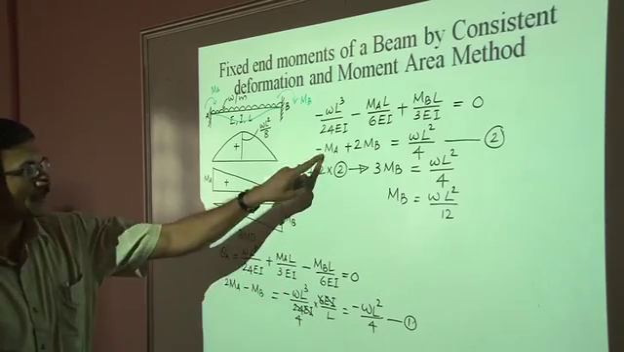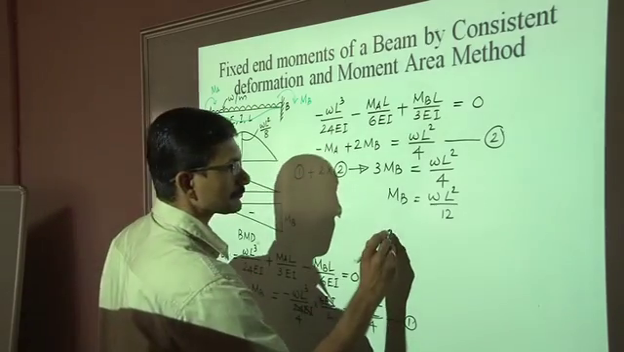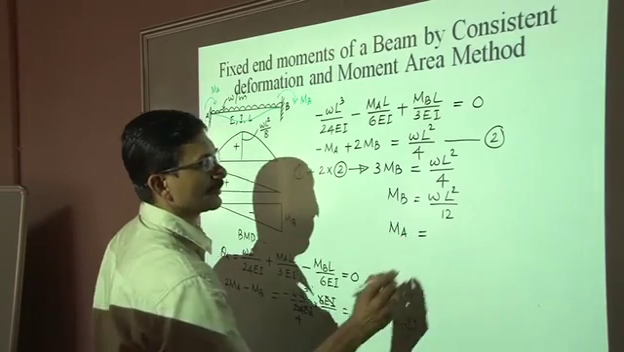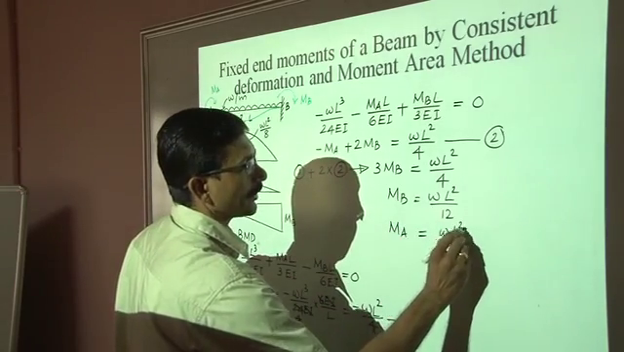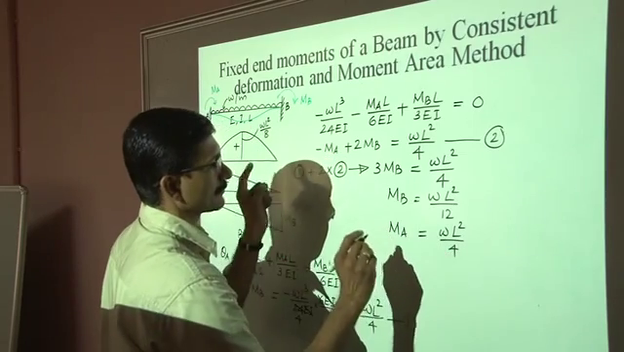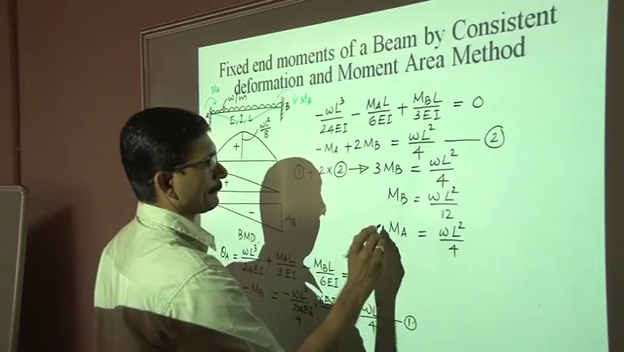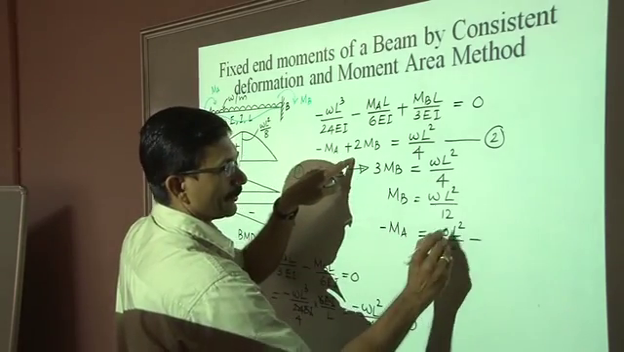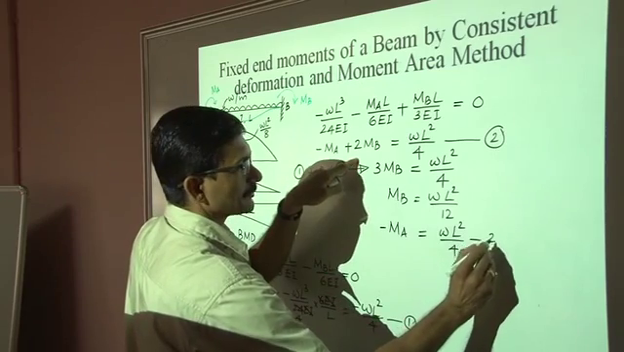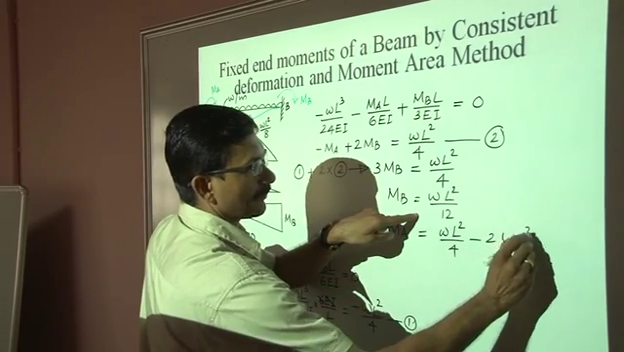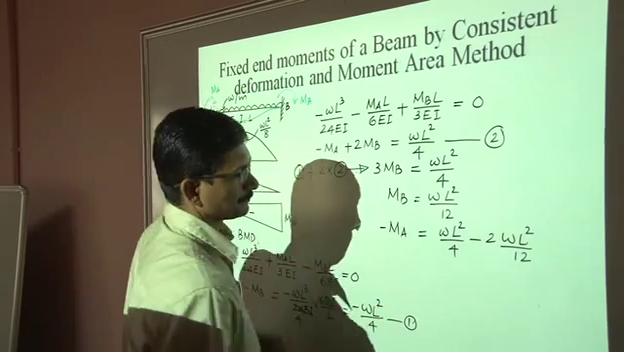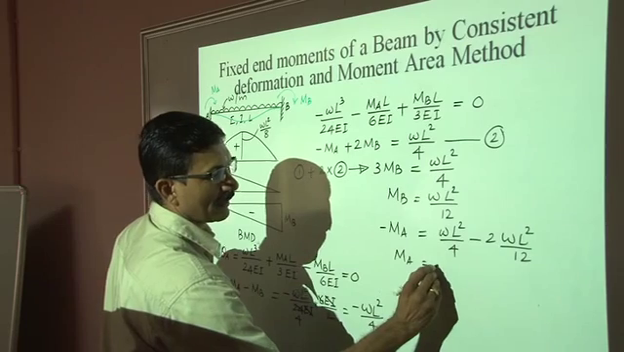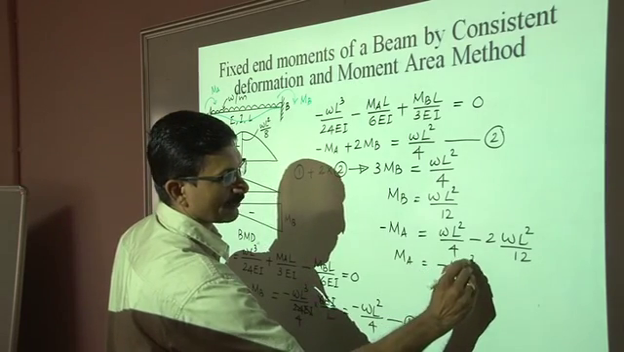Equation number 2 will give us MA. MA will be equal to WL square by 4 right hand side minus MA here is equal to minus WL square by 4 minus 2 times WL square by 12. When you simplify that, we are going to get MA is equal to minus WL square by 12.